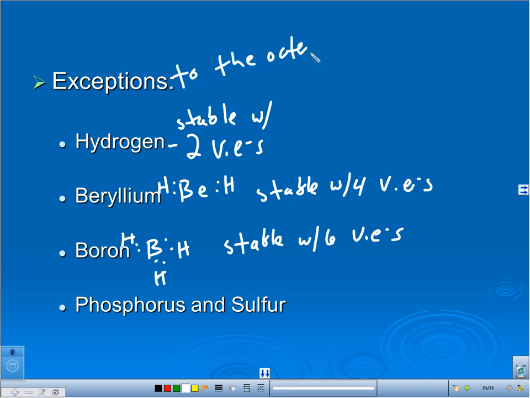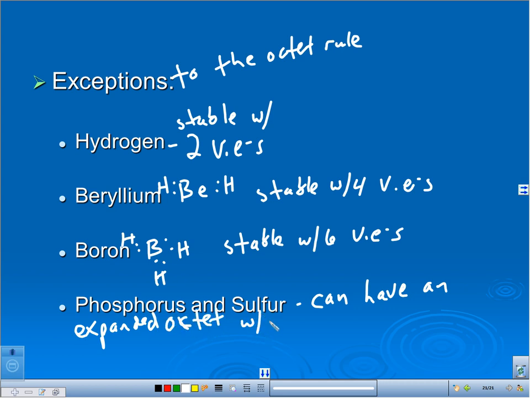All the other atoms we'd expect, when we are done with the Lewis structure, to have 8 valence electrons. Phosphorus and sulfur can each have an expanded octet with 10 or 12 valence electrons. So an example of that would be PH5.